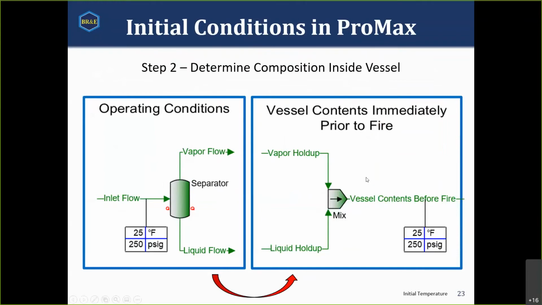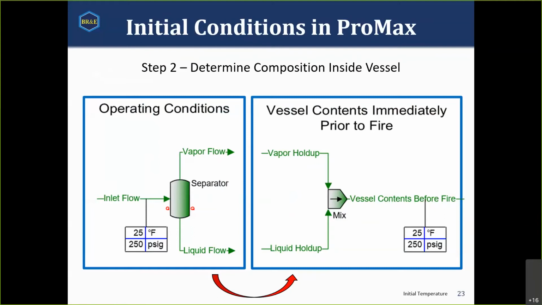Again, I need to create a stream that represents my vessel. I'm going to do that by adjusting the flow rate of my vapor, which I got from this vapor flow, and the flow rate of my liquid, which I got from adjusting this liquid flow. Once I have this, I have my vessel contents right before the fire. This is standard operating condition vessel contents. The composition, because I'm assuming multi-phase, is not going to be the same composition as this. It is going to be different. It may not even be similar, but it may be. That is irrelevant. The point is that I did recreate my vessel contents.